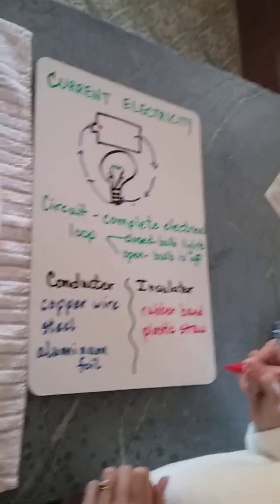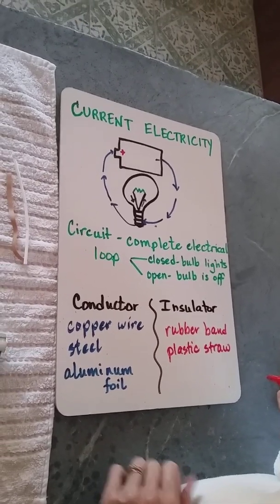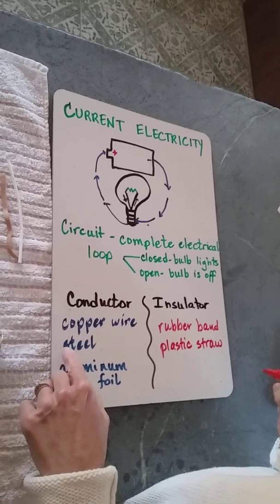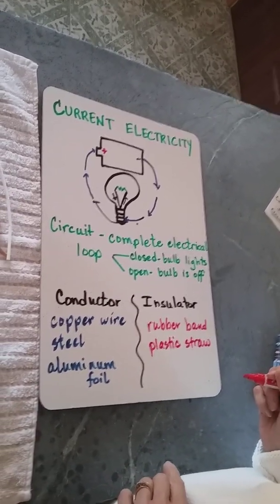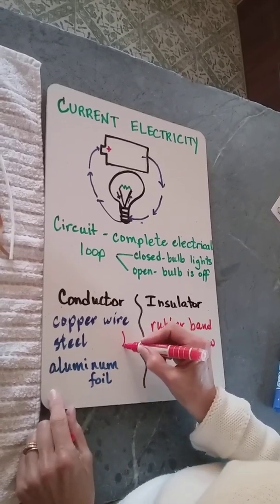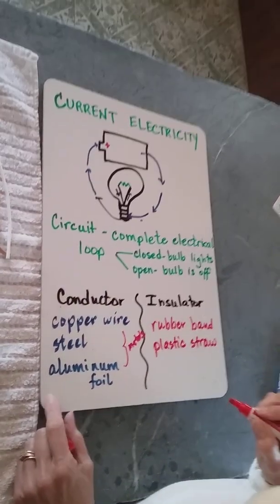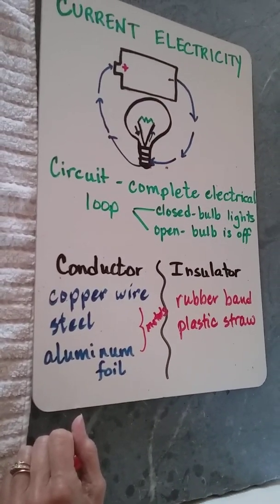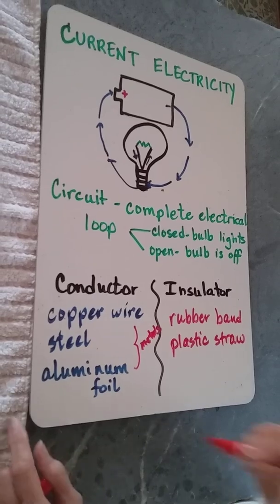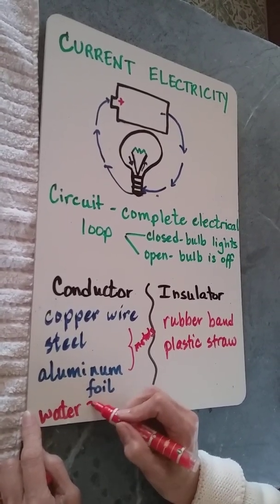What conclusions then can we make about what makes a good conductor? What do we see? What do all three of these things have in common? Well, they're all metals, aren't they? These are all metals. Can you think of any other things that might be good conductors of electricity? How about water? Is water a good conductor of electricity?